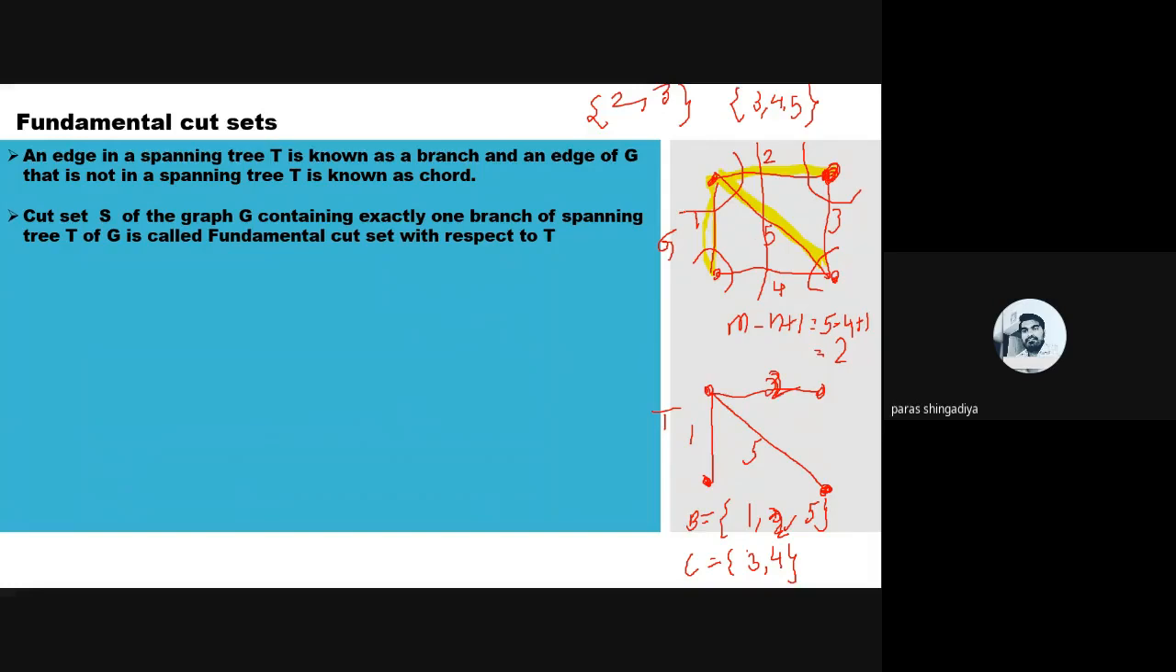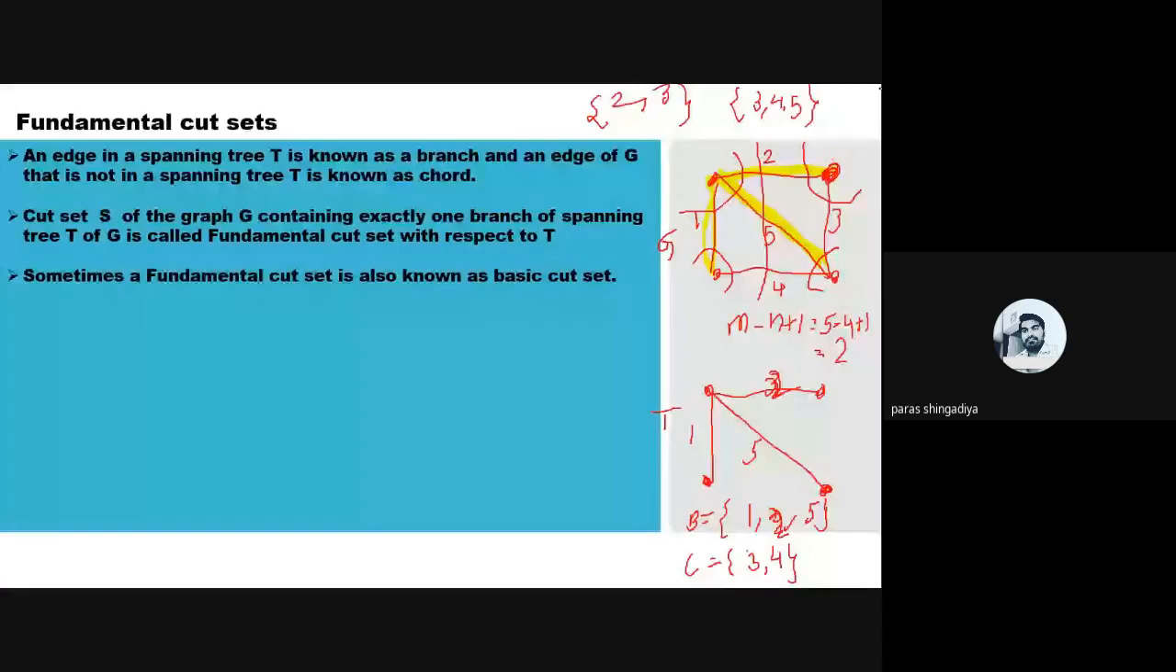We cannot consider 1, 5, 3 either. It is not a fundamental cut set. So you have to derive such sets in this graph, which include only one branch and the rest should be chords. It is also known as a basic cut set.